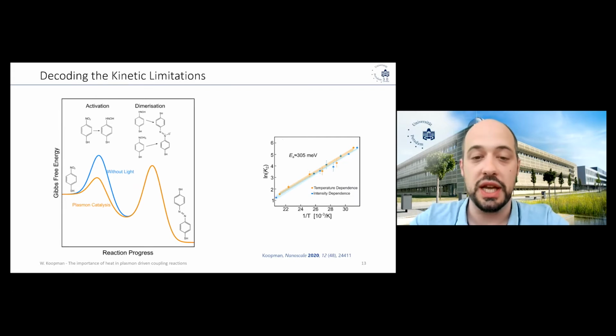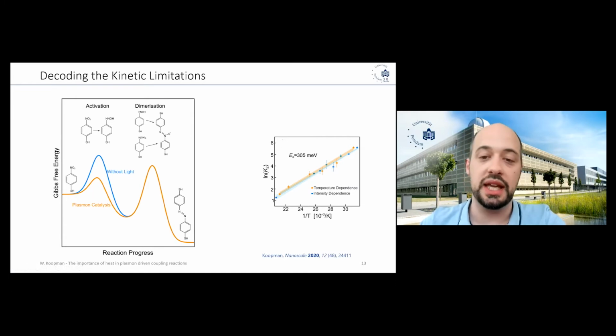But for this kind of coupling reactions, it is the case that you have more than one activation barrier, more than one activation energy. The first barrier is the energy you need to actually activate the initial molecule. So it takes a certain energy to put an electron from the particle onto the molecule. This is the activation barrier. This one can be catalyzed by the plasmon, because the plasmon provides energy to the electrons, provides hot electrons, and so on. And so the activation energy in this case gets lower.